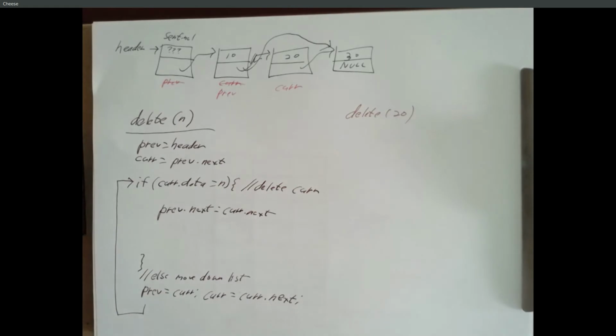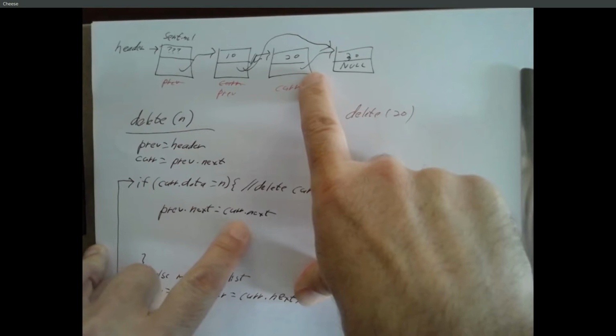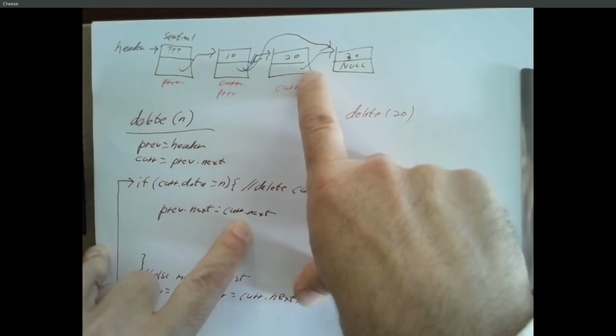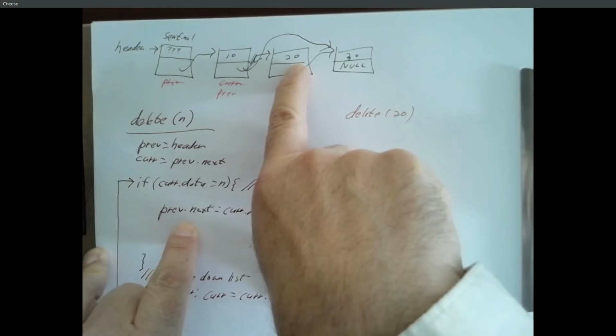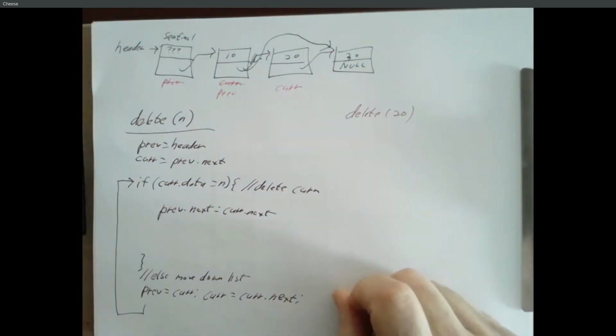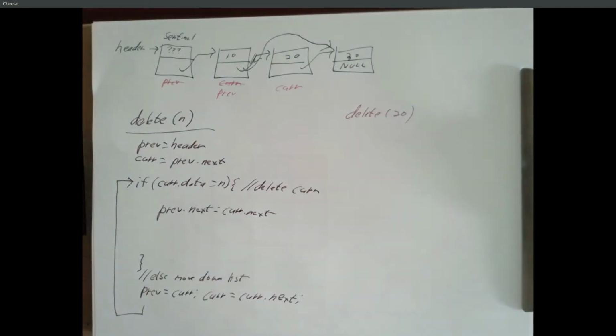Yeah. Okay. So previous.next, that's the arrow. Set it to whatever current.next is, whatever current was pointing to. Now your previous node points where the 20 was pointing, which means it basically skips over the 20. So the 20 is removed from the list.